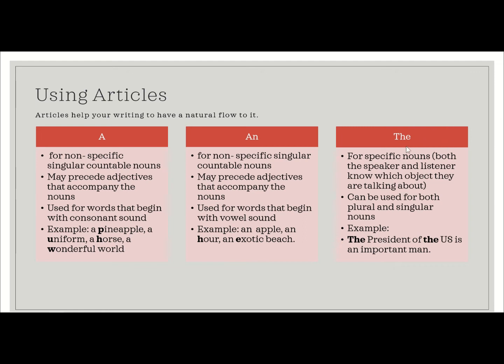The is used for specific nouns. A specific noun means that both the speaker and the listener or the reader know which object they are talking about. It can be used for both plural and singular nouns, no matter whether the noun is countable or uncountable. For example, the President of the United States is an important man. The word president refers to only one person in a country, and people know who the president of a country is.